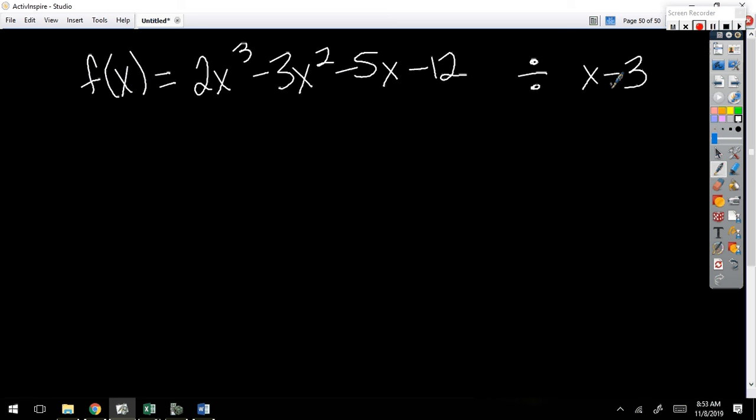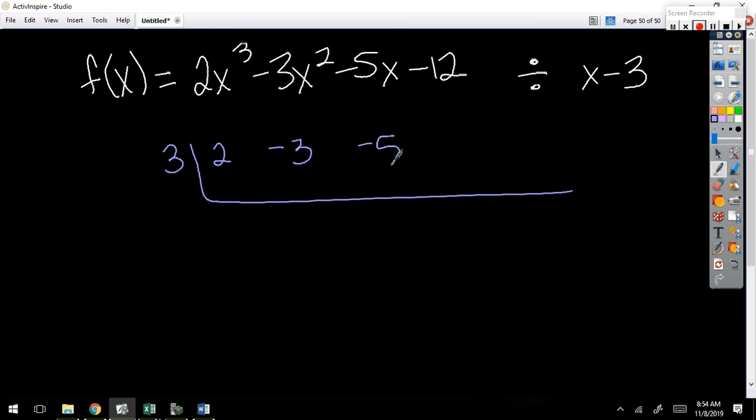Yes, definitely synthetic if you can. Tell me why I might have picked that to divide by. That's exactly right. If it's x plus a number or x minus a number, x doesn't have any coefficients or exponents. It's just plain old x plus something or plain old x minus something.